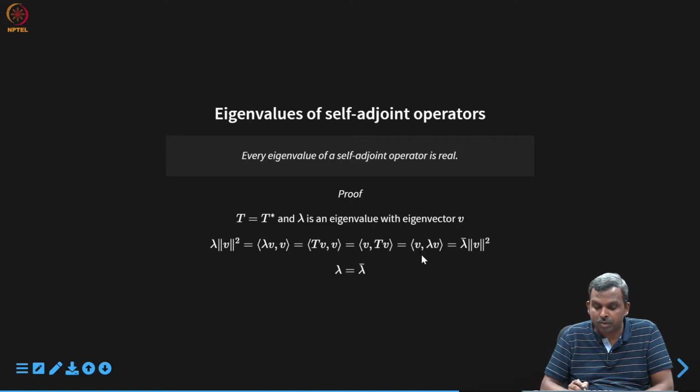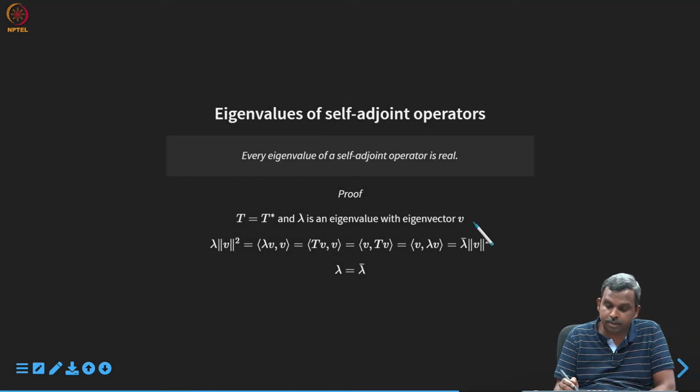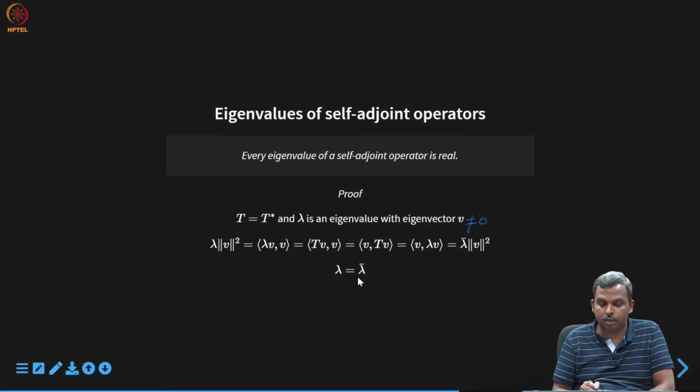⟨V, TV⟩ is ⟨V, λV⟩, and then lambda will come out, but it will come out as the conjugate. On this side, ⟨TV, V⟩ is ⟨λV, V⟩, because V is an eigenvector with the eigenvalue lambda. But this time lambda ended up in the first argument, so it will just come out as lambda. So λ|V|² has to equal λ̄|V|², and V is non-zero, right? Any eigenvector is non-zero by definition. So you can cancel |V|², and you get lambda equals lambda bar. So eigenvalues become real.